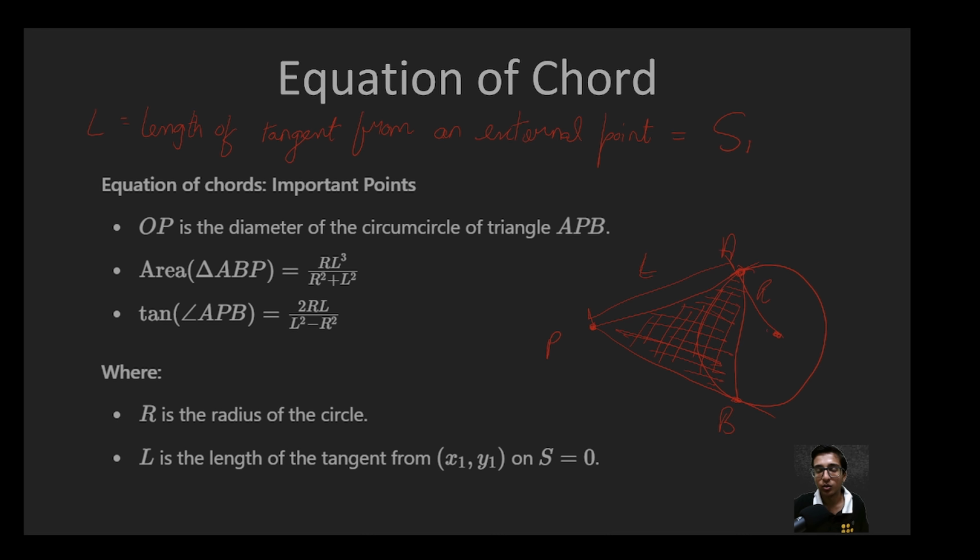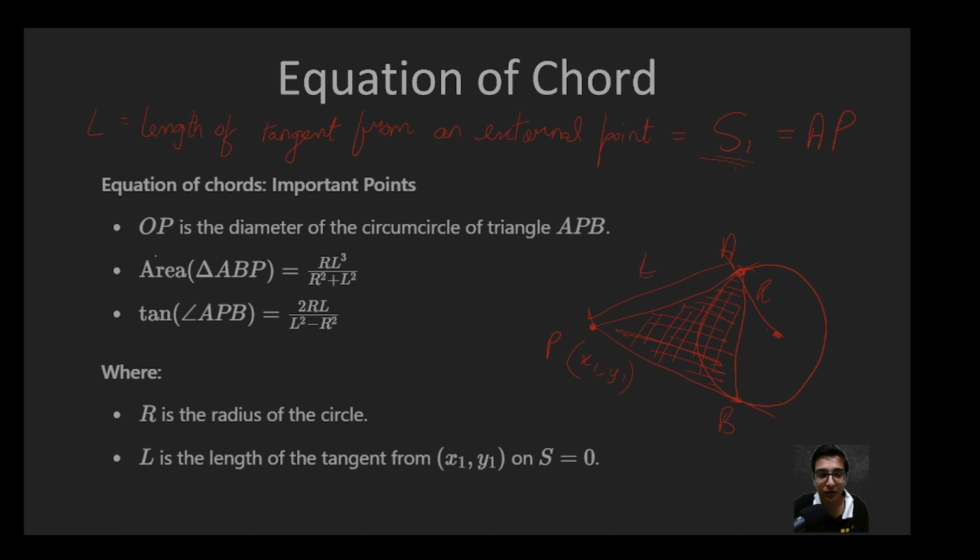This is given as S1. I hope you all remember the length of chord used to be root under S1. There, the point that we used to consider was the midpoint of that chord. However, here the length of the tangent, that means from point A to P, this is AP. This length is known as the length of tangent, and this is my S1. Here in S1, we are putting the point P. We are considering that my external point has been provided to me. So this length is simply given as S1.